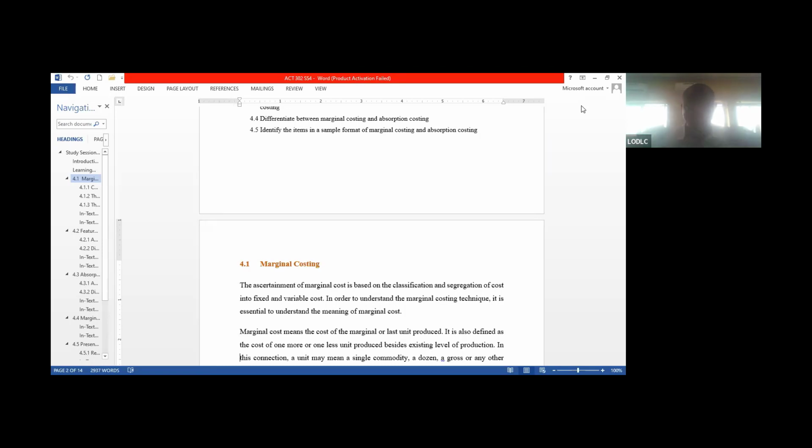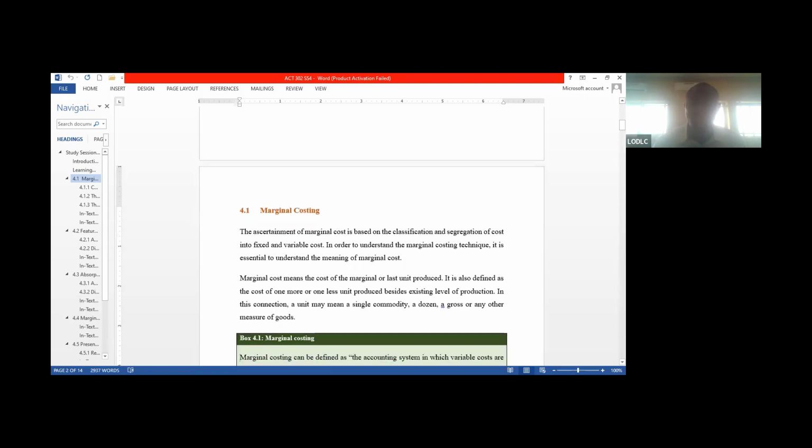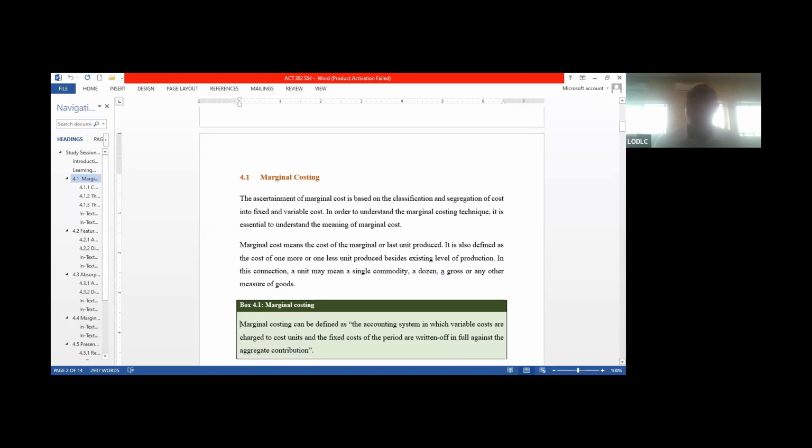Marginal costing. Marginal cost means the cost of the marginal or last unit produced. It is also defined as the cost of one more or one less unit produced besides the existing level of production. In this connection, a unit may mean a single commodity, a dozen, a gross, or any other measure of goods.